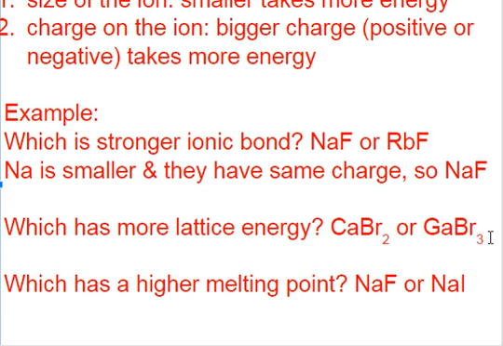So then how about CaBr2 or GaBr3? Again, they're both bonded to bromine, so bromine doesn't really matter. But what do you see about Ca and Ga? How do they compare in size and charge? Which one's smaller, since smaller, stronger? You guys see them there in period 4? Ca is way to the left, Ga is way to the right, so who's smaller? Gallium, the Ga is, right?